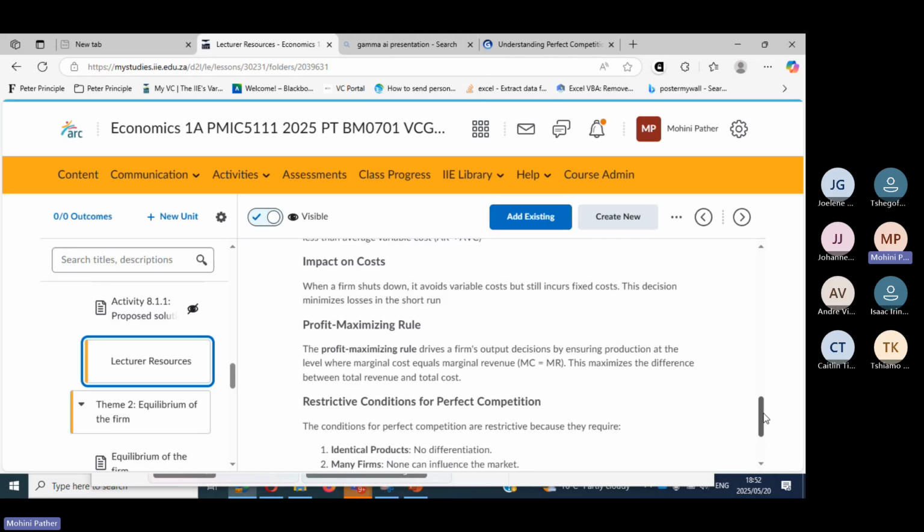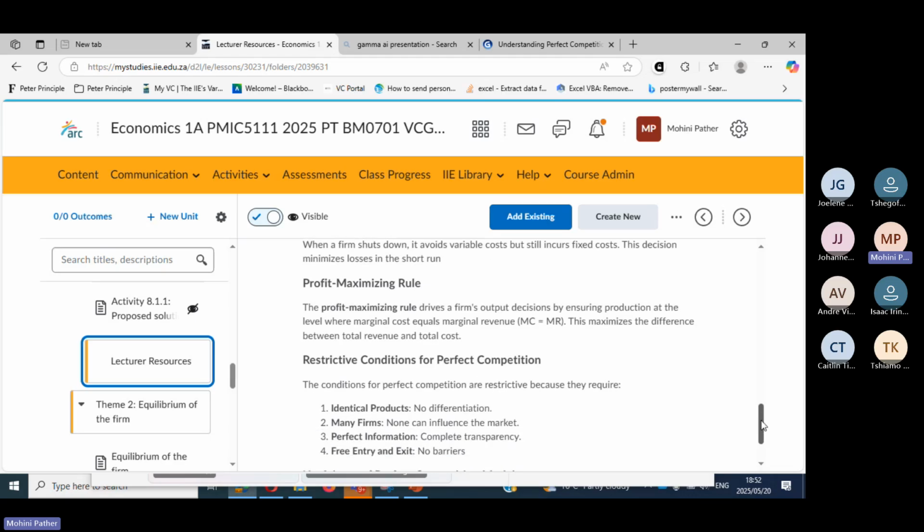So the decision is to minimize losses in the short run, obviously. That's why we're always trying to get people to not go on strike, because it's inevitably bad in the long run for everyone. Okay, there's obviously the profit maximizing rule, which we covered earlier.